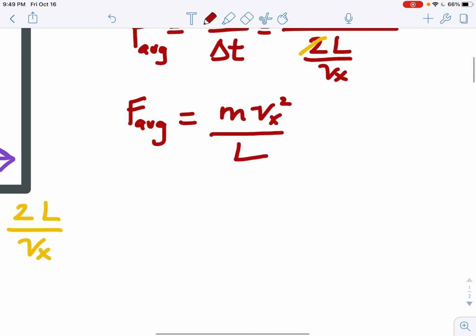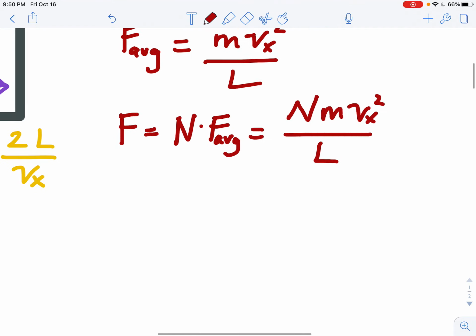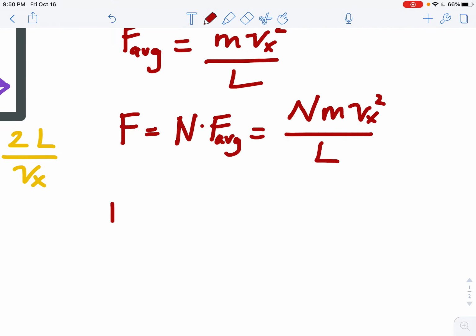Now, if we have n particles, then the total amount of force applied to the wall is going to be equal to n multiplied by the average force applied by one particle. And so then we get n times m times speed squared over L. And that is the force. But it's a gas. We don't care about force only. We care about pressure, right?